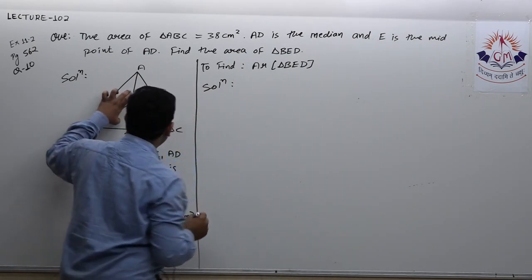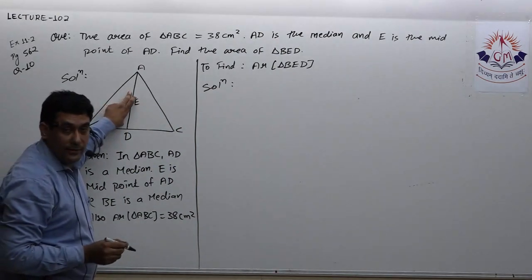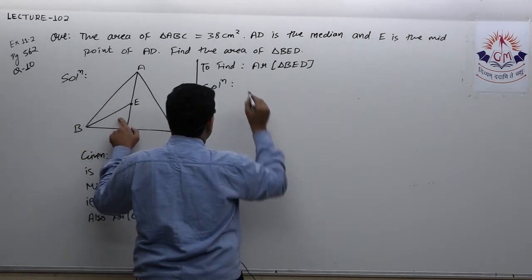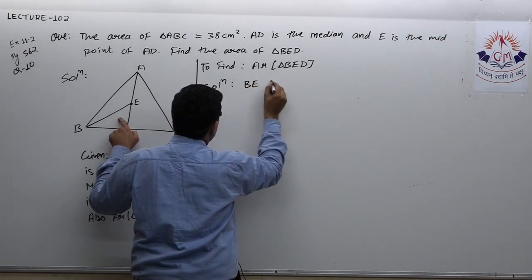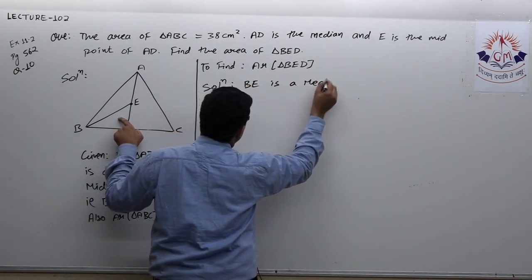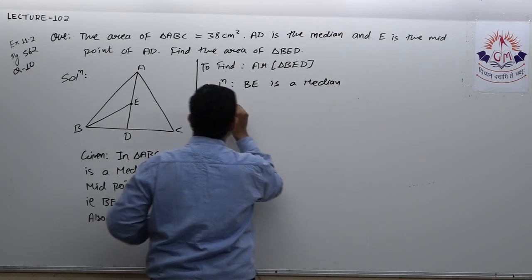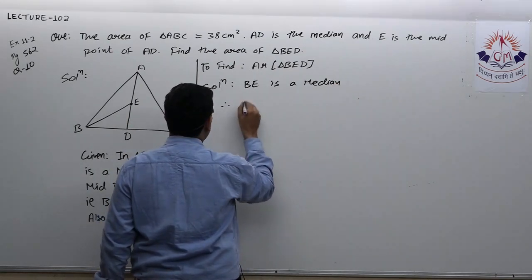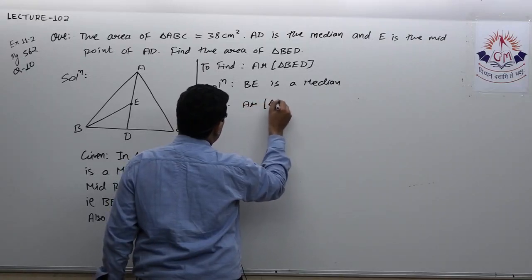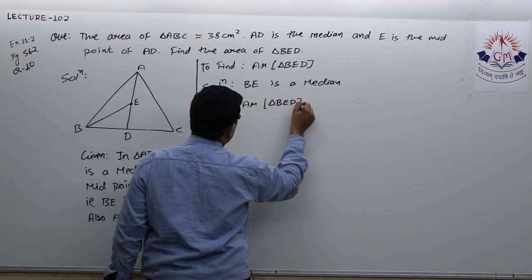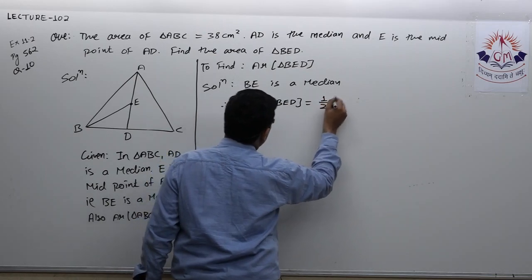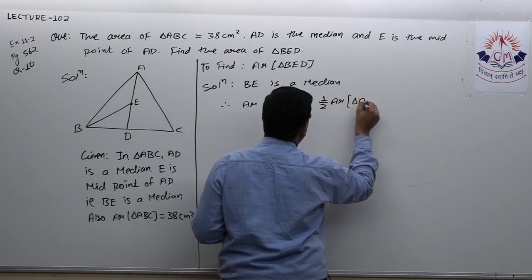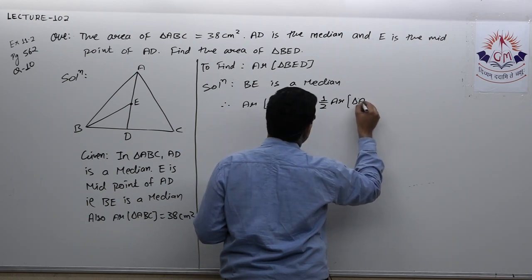We know that a median of a triangle divides it into two triangles of equal area. So BE is a median. Therefore, I can write area of triangle BED is equal to half area of triangle ABD.